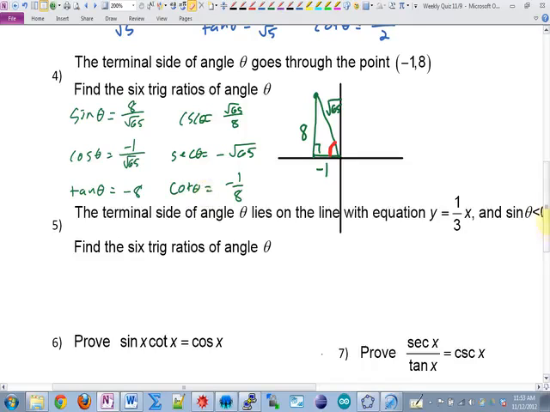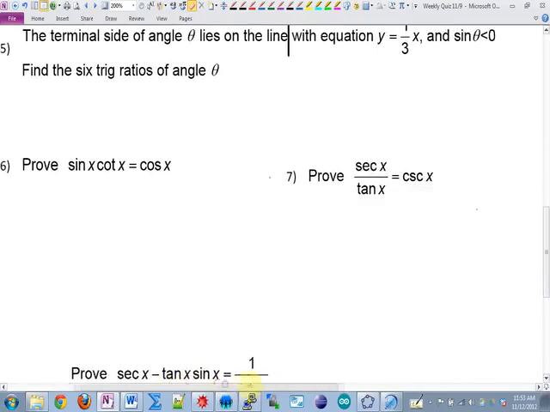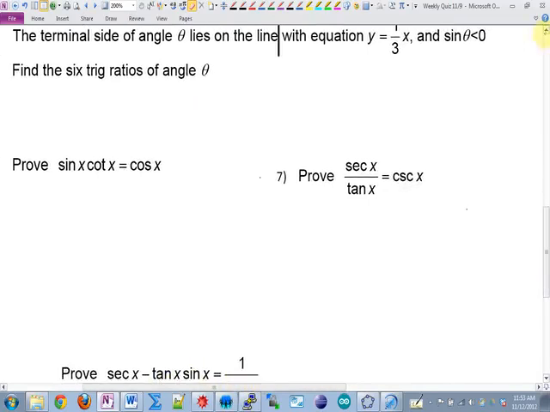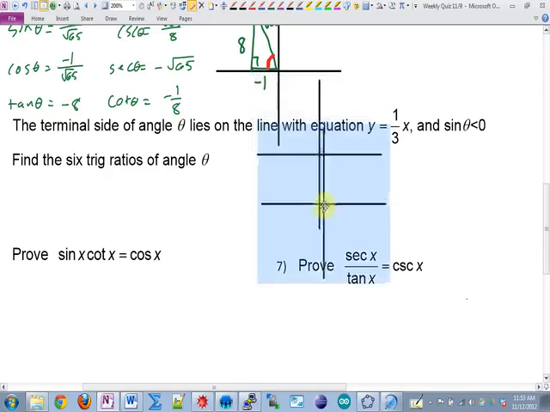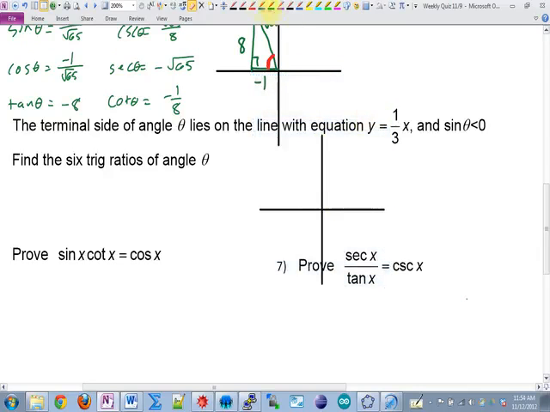And then number 5 was probably one of the more missed problems, especially early in the day, not so much later in the day. But if you draw the line y equals 1/3 x, it's a line, not a ray, you're going to end up with something that looks like this, right? So if this line represents the terminal side of some angle theta, your angle theta's terminal side is either in quadrant 1 or quadrant 3. We don't know which until we look at this part here.